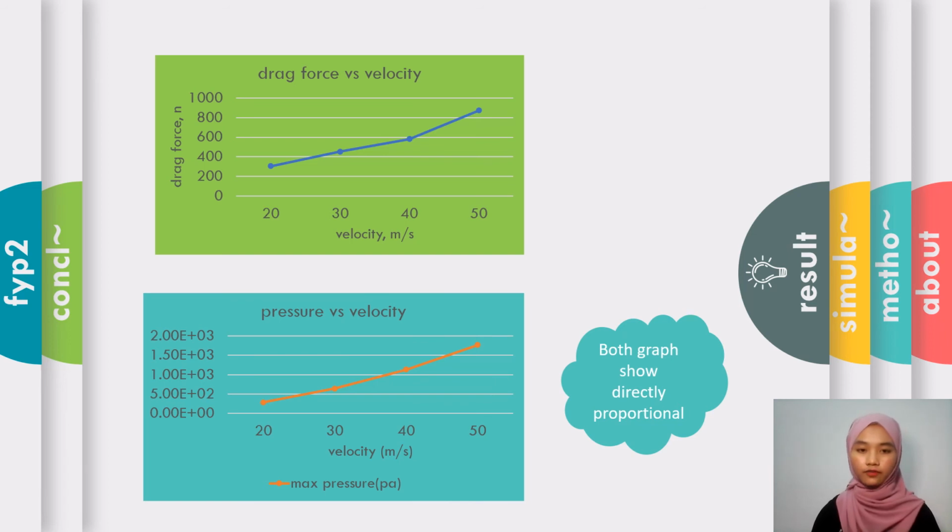The next graph is pressure versus velocity. We can see that the maximum pressure also increases along with the velocity. As stated in the previous slide, the higher the velocity, the higher the pressure difference acting on the car. So, from both graphs, the relationship between drag force versus velocity and pressure versus velocity is directly proportional.